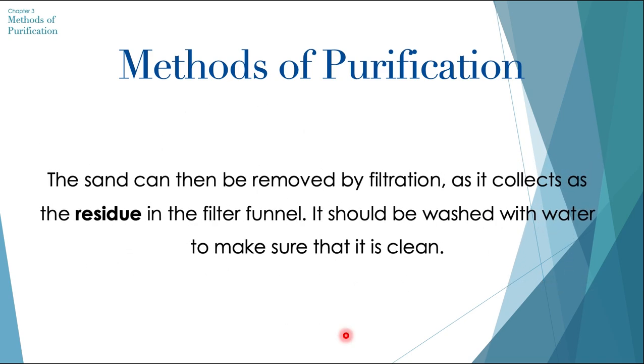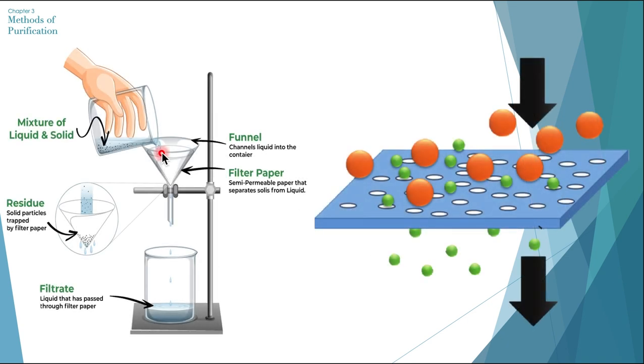We saw dissolving, filtering, and evaporating. So, we filter the sand as it collects as a residue in the filter funnel. So, here is what happens. We have the mixture of liquid and solid. The liquid contains salt as well, but it's dissolved, so it will move with the liquid. The sand is passed through this funnel, and there's a filter paper in the funnel. It is a semi-permeable paper that separates solids from liquids. So the liquid passes and is collected in a beaker below, and this is called the filtrate. And the sand that is collected in the funnel is the residue. These are the solid particles trapped by filter paper.